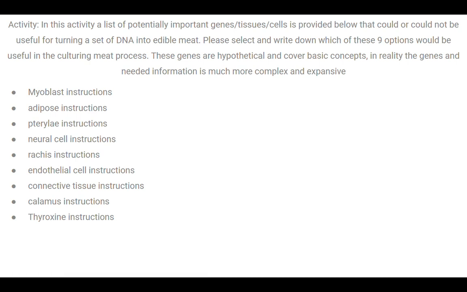So the question reads: in this activity, a list of potentially important genes, tissues, and cells is provided below that could or could not be useful for turning a set of DNA into edible meat. Please select and write down which of these 9 options would be useful in the culturing meat process. And then it lists myoblast instructions, adipose instructions, epithelial instructions, neural cell instructions, rachis instructions, endothelial cell instructions, connective tissue instructions, calamus instructions, and thyroxine instructions.